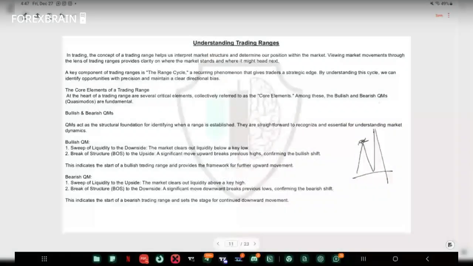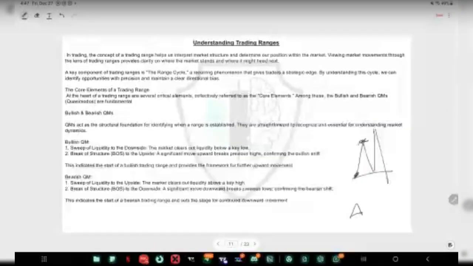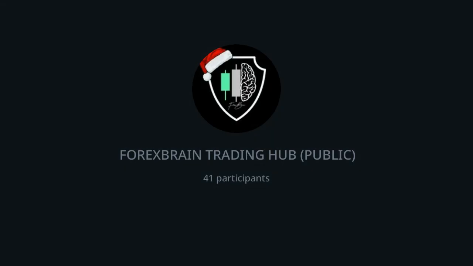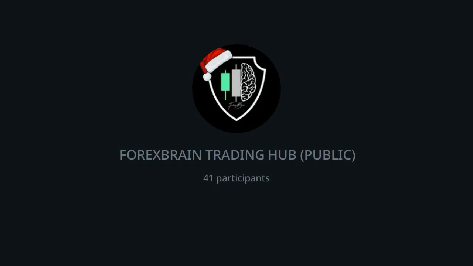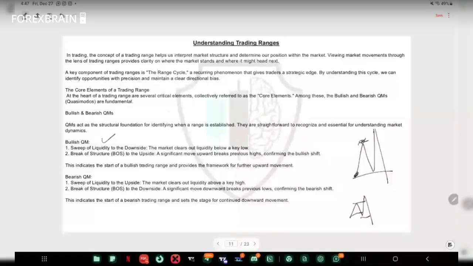It can be in this form before a break of structure has occurred, and it can be in this form when a break of structure has occurred, sweeping this high and still going in that direction. These are the two types of QMs that we have. So we have bullish and bearish QMs. The QMs act as a structural foundation for identifying when a range is established. These are straightforward to recognize and essential for understanding market dynamics. So I've explained the bearish QM; use that for the bullish QM.